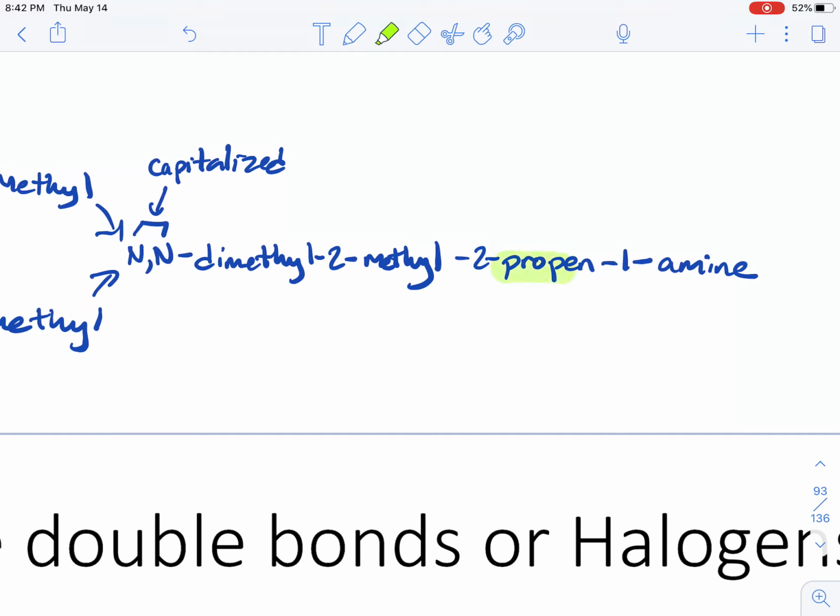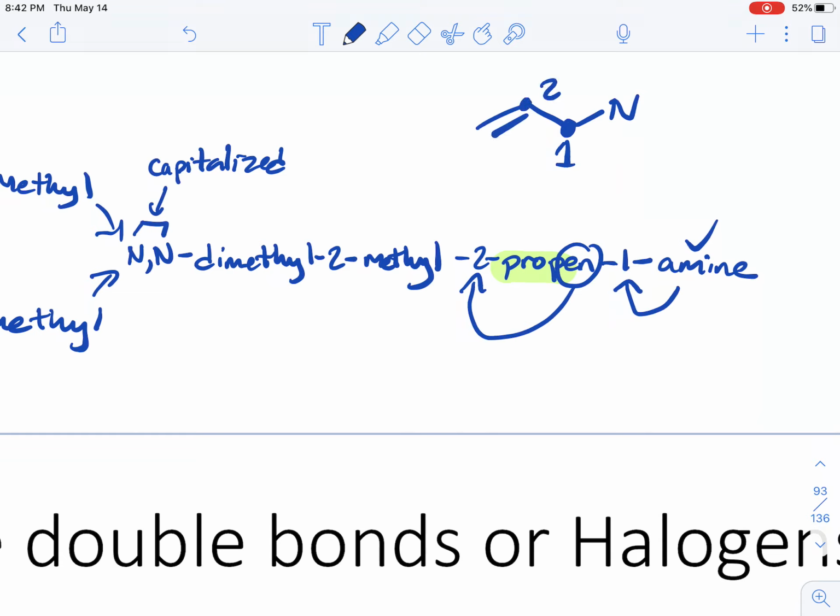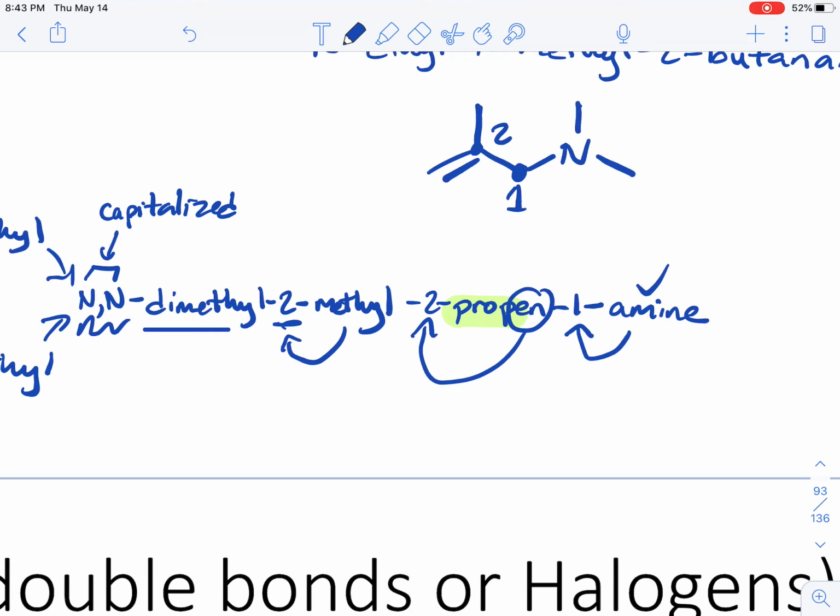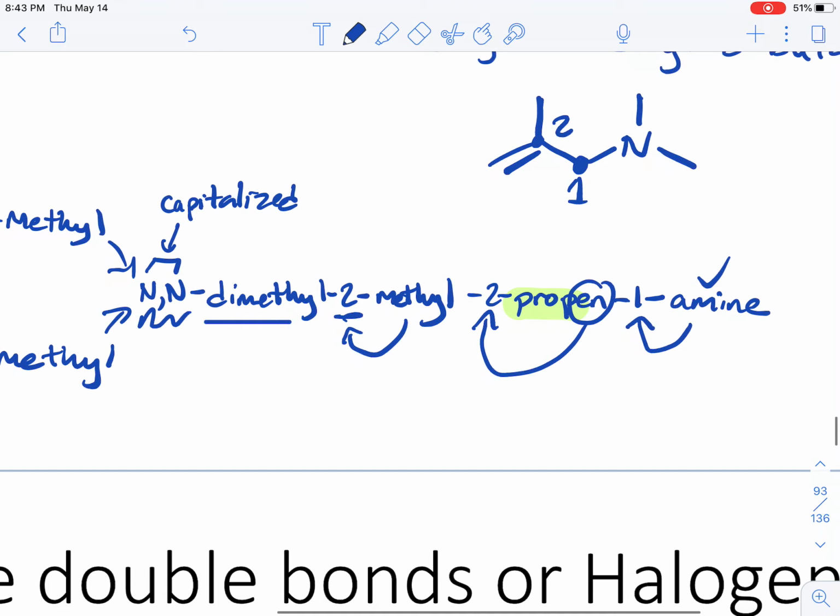I'm just going to focus on my parent chain. So here I have prop, so that's a three carbon chain. And then it looks like on the first carbon, so I'll make this carbon number one, I have an amine, so I need a nitrogen. And so that checks this off. And it looks like on the second carbon, I have a double bond. So this is carbon number two. And it looks like I have on the second carbon a methyl. So I need to put a methyl there. And then it looks like I have two methyl groups on the same nitrogen. So I put one here and one here. And this would be the skeletal structure for the name that you guys see on the screen.